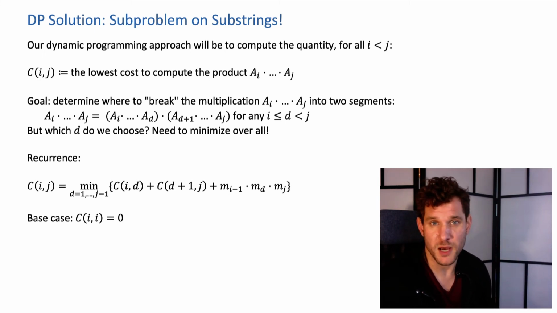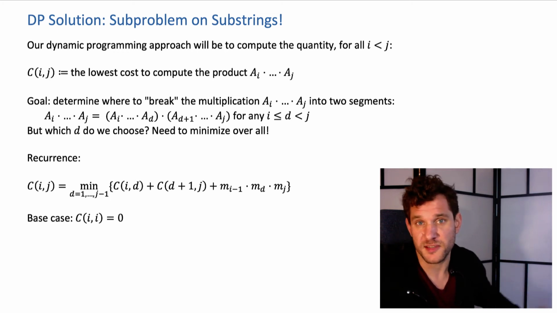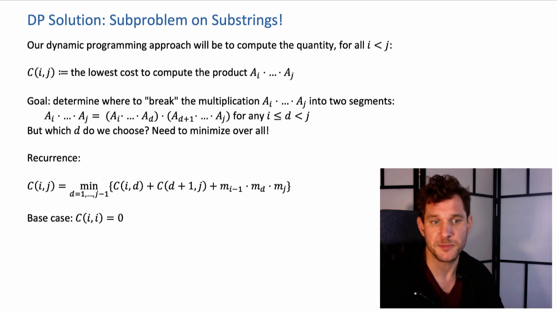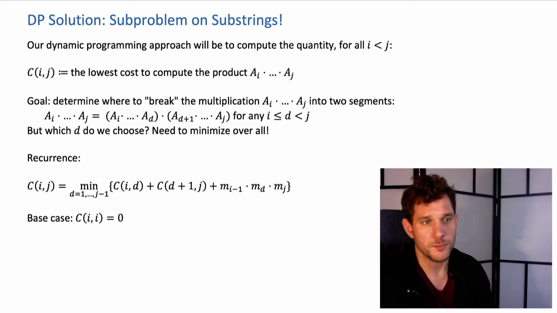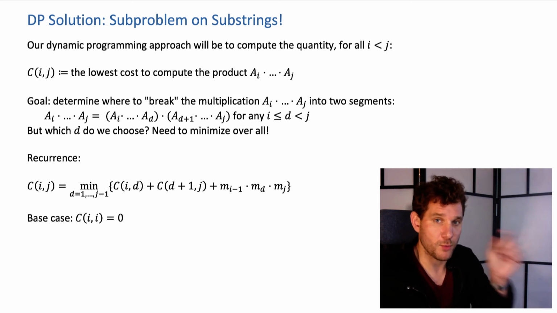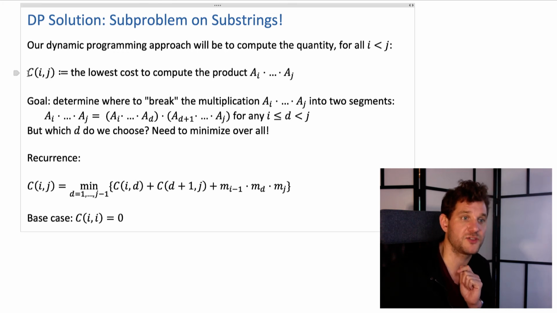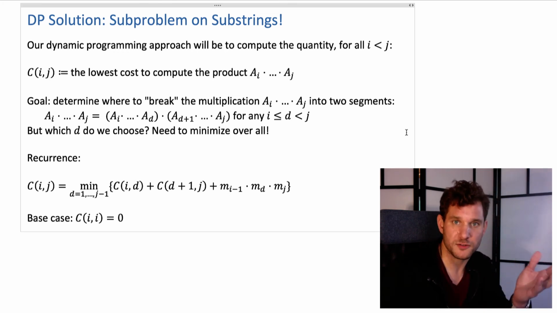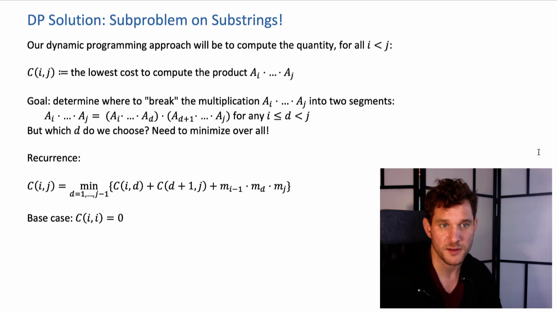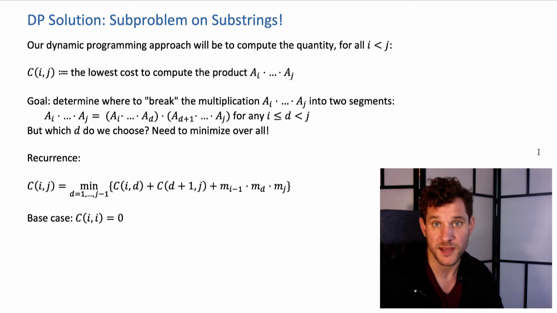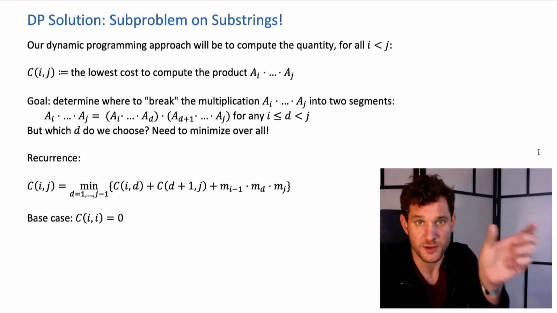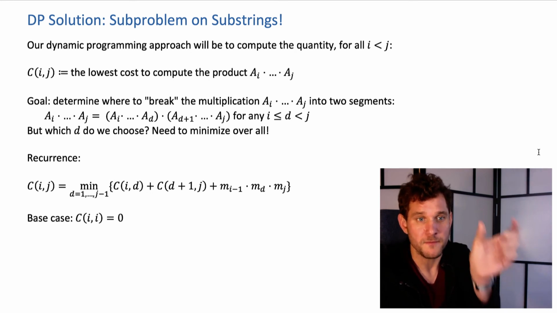All right, so I'm just going to give you the dynamic programming solution for this problem. It's a very neat solution, and it's quite cute because it's very simple, and it should feel very similar to the types of things we've done so far. The subproblem we're going to try to solve is this C_ij subproblem. So C_ij is the lowest cost for computing the product A_i times all the way up to A_j. So it's the lowest cost for computing this segment of the product of the matrices from i to j.